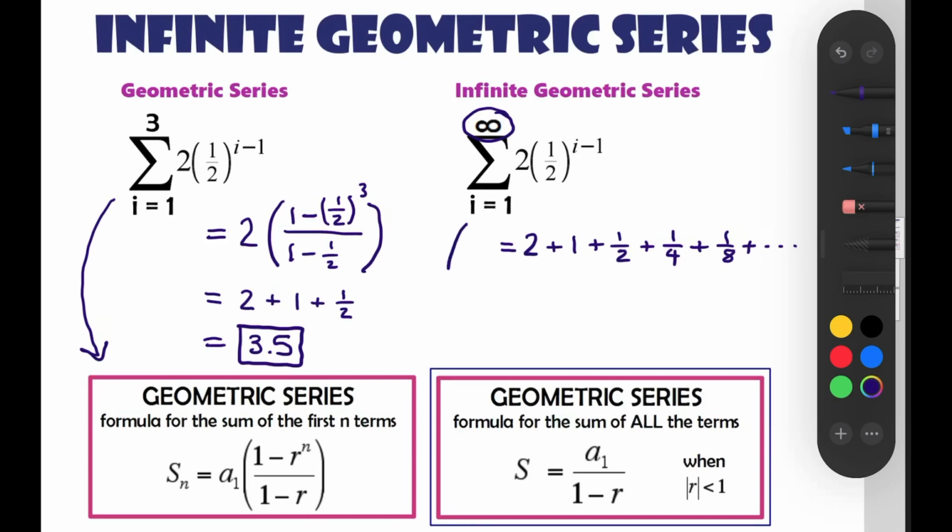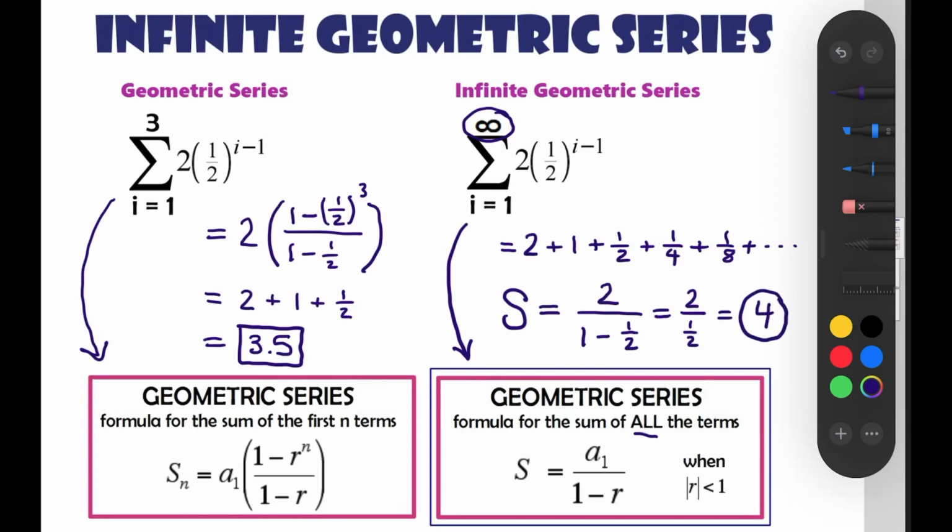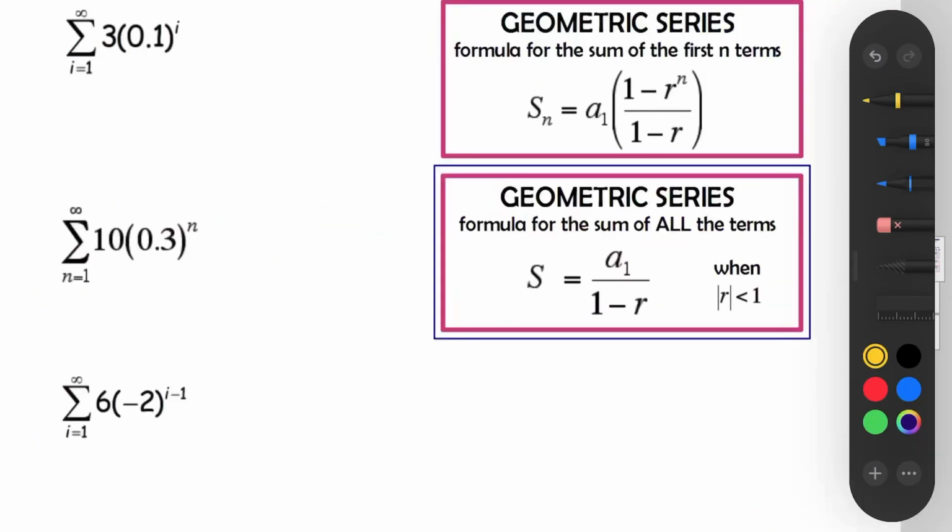Let's try this fancy new formula that finds us the sum of all the terms. The infinite geometric series. The sum of all the terms should be the first term divided by 1 minus that multiplier, that common ratio. That should be equal to 2 divided by 1 minus a half, which is a half. 2 divided by half is 4, which matches that picture of those rectangles filling up 4 square units.